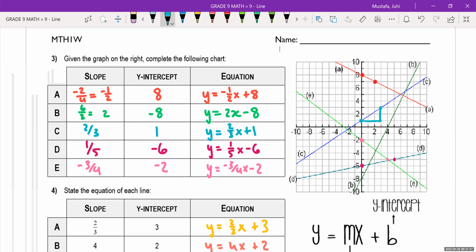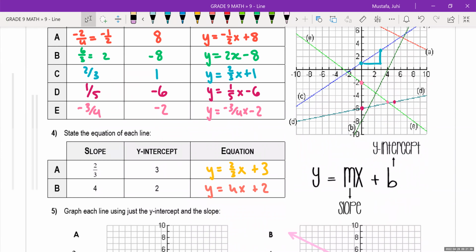For question 4, it gives you the slope, it gives you the y-intercept. So it's sort of like the easier version of the question you did above. You slap on the slope with the x, you put the y-intercept in the back, and so that's how you get your equation. That's a pretty easy question to do.